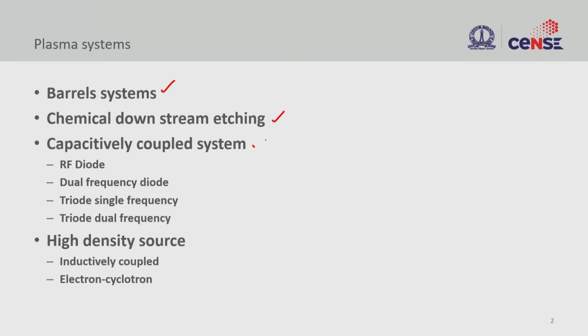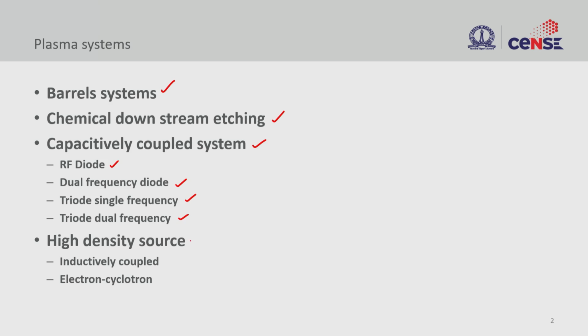And then the next type is capacitively coupled system. So this is one of the popular configurations. So you can either use RF diode, dual frequency, triode single frequency, triode dual frequency. All these configurations have been introduced to test, and some of these configurations are not used in industry, but nonetheless we would like to go through it to understand the nature of this configuration, so that you will have better idea about how we control the plasma.